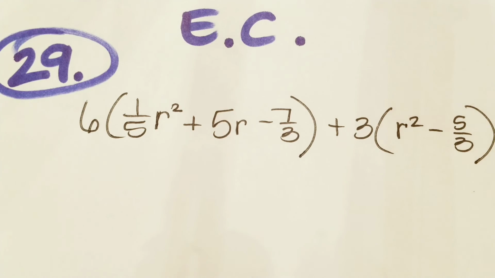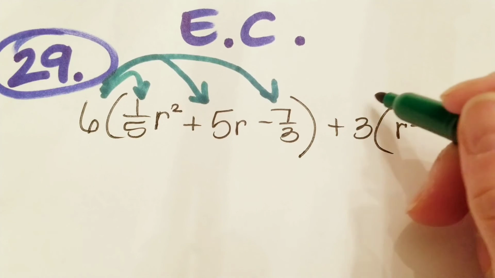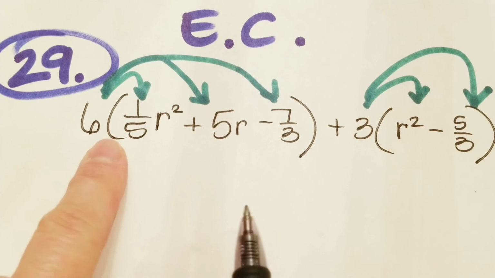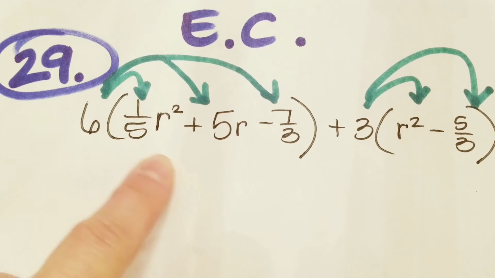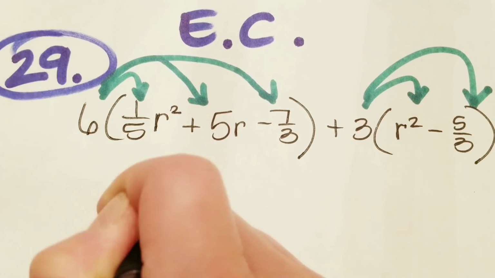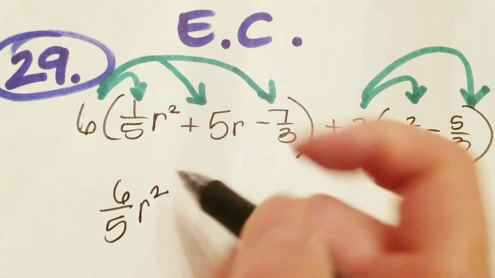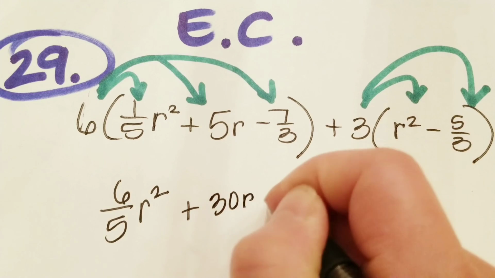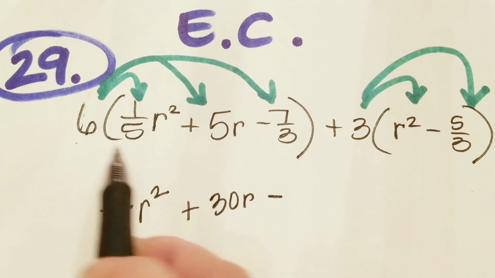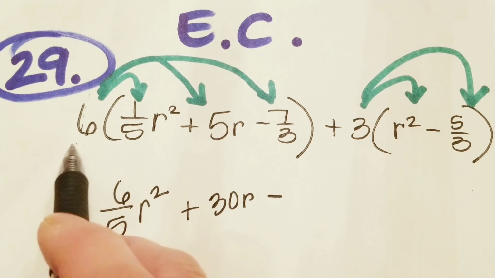So for this one, I want you to remember to incorporate the distributive property. That's a little hint. And I'll get you started on this as well. So 6 times 1/5 r squared. If you multiply the 6 times 1 in the numerator spot, you're going to get 6/5 r squared. When we multiply 6 times 5r, you're going to get 30r. And then bring down that negative sign there. 6 times negative 7/3 is going to be a negative 6 times 7. Those are in the numerator spots, because remember 6 is like 6 over 1.